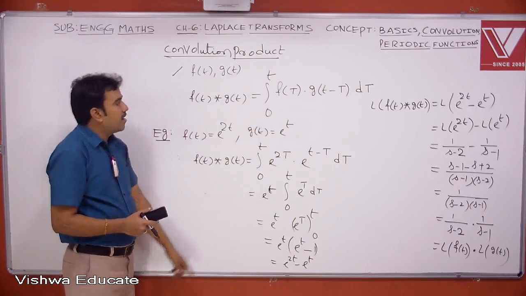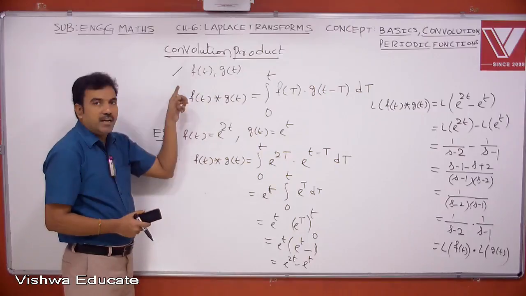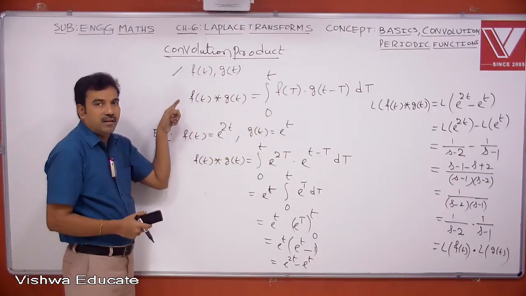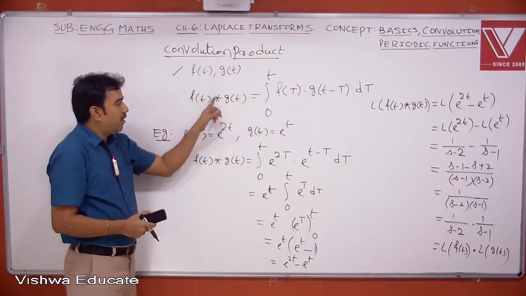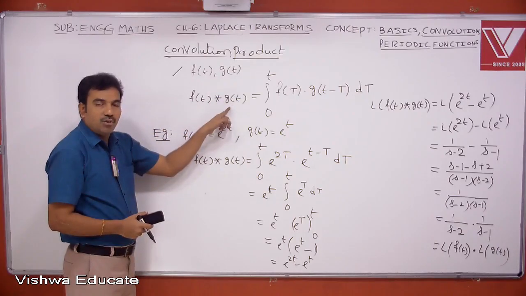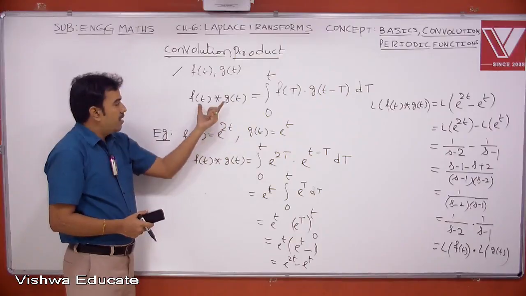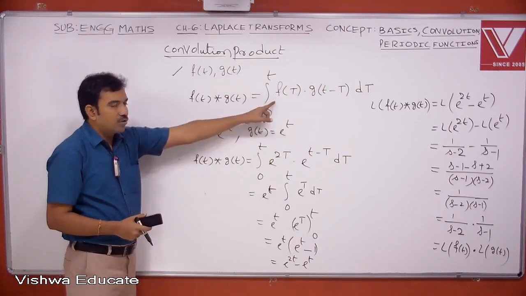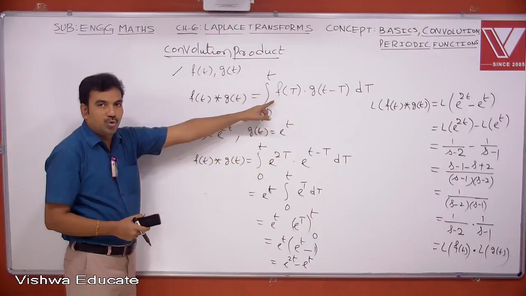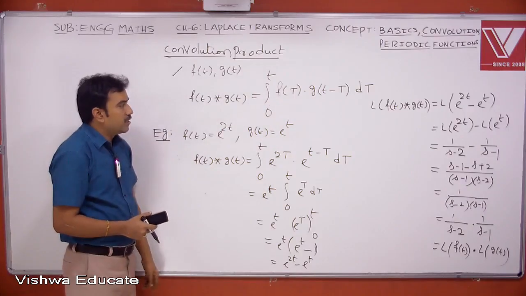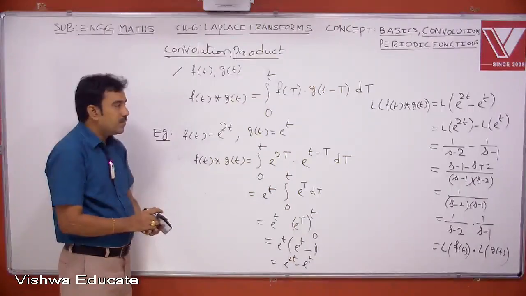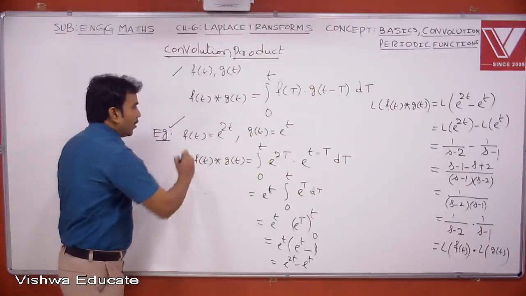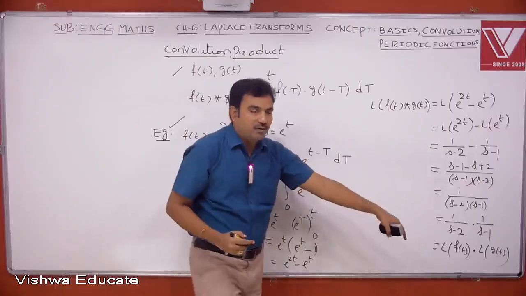I repeat once again: let f of t comma g of t be any two functions in the time variable t. Then the convolution product of f of t comma g of t is denoted and defined as f of t star g of t equal to this integral 0 to t f of capital T into g of small t minus capital T dT. Now you write this example followed by this evaluation.